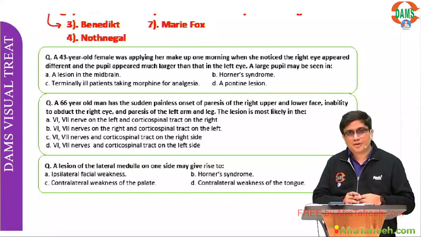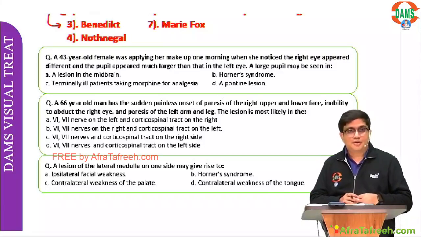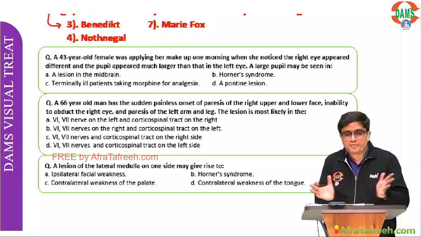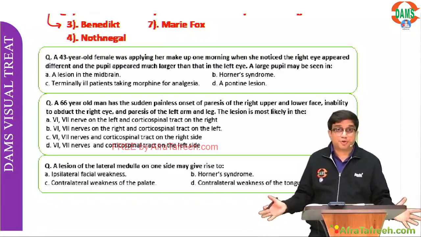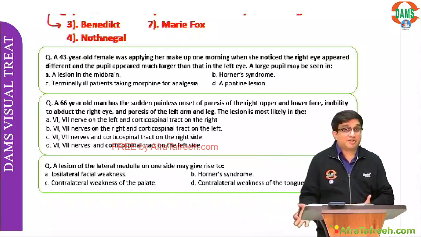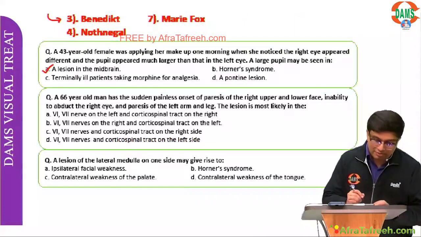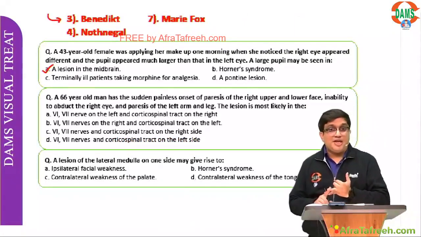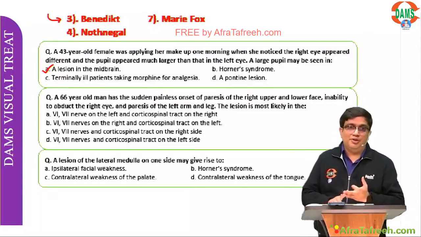Tell me: Horner's, pontine lesion, morphine, or a lesion in the midbrain? Very simple, straightforward question. I'm asking you, mydriasis, that is dilated pupil, is seen in third nerve palsy that connects with which part of the brainstem? Midbrain. So look at morphine poisoning, Horner's syndrome, and pontine lesion. They always have got a pinpoint pupil. A pinpoint pupil.